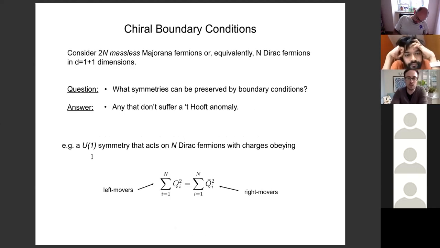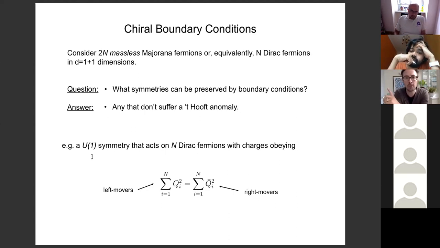All right, so this is the general setup I want to consider. We're going to consider 2n massless fermions. It's going to be massless for the rest of the talk, or equivalently n Dirac fermions in 1+1 dimensions. And the question I want to ask is what symmetries can be preserved on the boundary? And the answer, which I think is folklore, is the following. It should be possible to preserve any symmetries that do not themselves suffer from a 't Hooft anomaly.